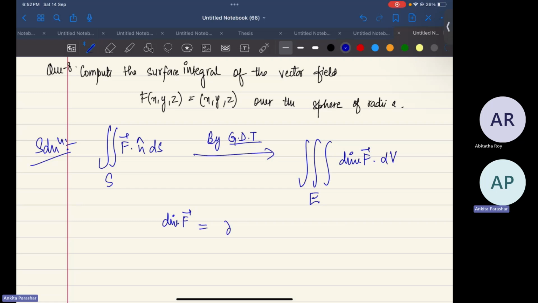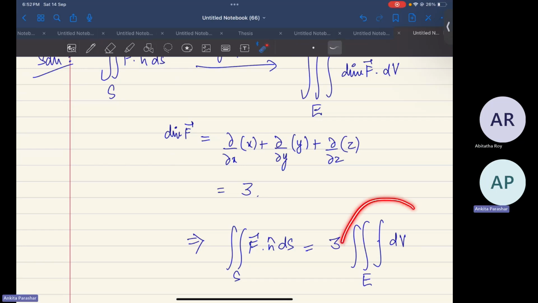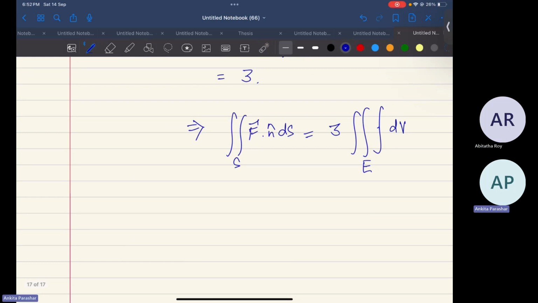Let me just check: del by del x of x, it is 1, plus del by del y of y plus del by del z of z. This is 3. Yes, you are right. So my double integral of f dot n dS would simply be 3 times the volume. Can you tell me what this is? I think you should be able to tell me. This is the volume of the sphere. What is the volume of the sphere? 4 by 3 pi r cube.